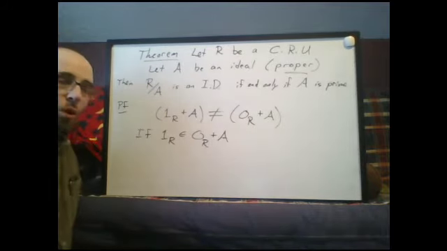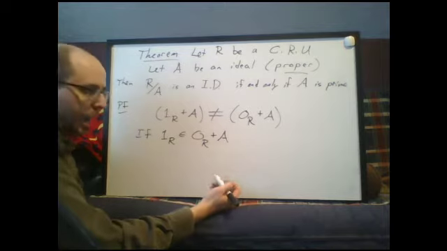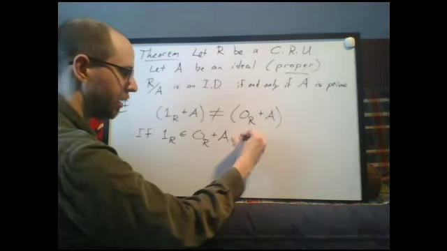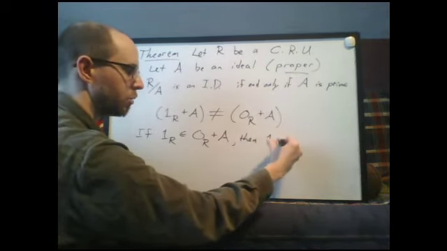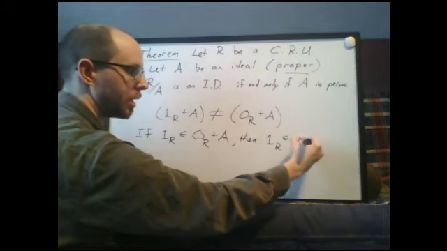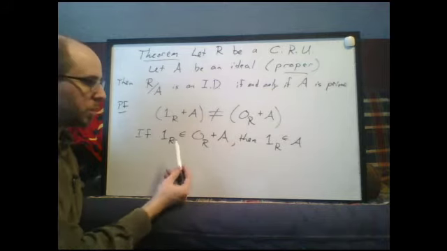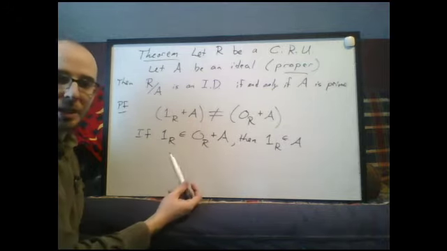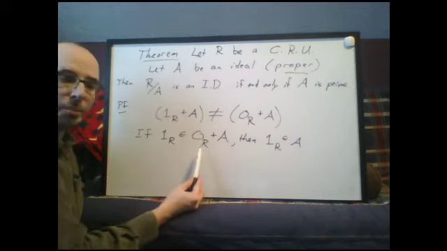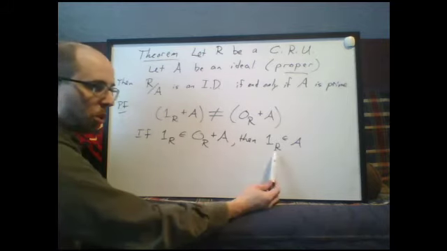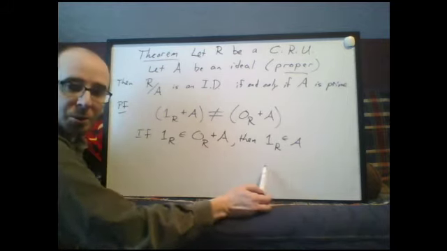if we assume that 1 was an element of 0 plus A, then that would tell us that 1 is an element of A. Okay, so two cosets are equal if their representatives are contained in the other. So if 1 was an element of this, that would tell me that 1 was an element of A, because it would be 0 plus an element of A.